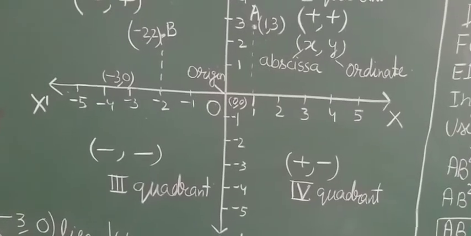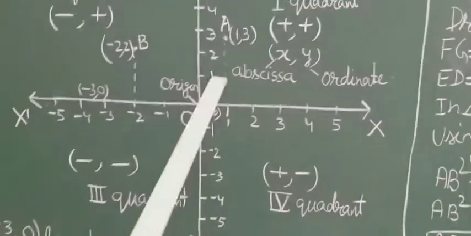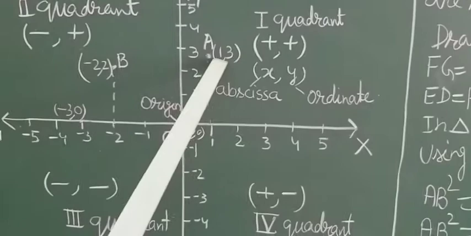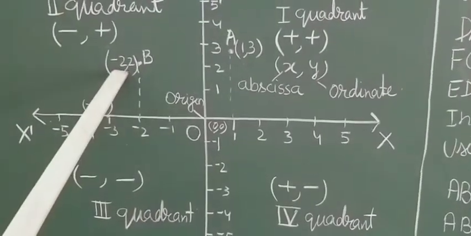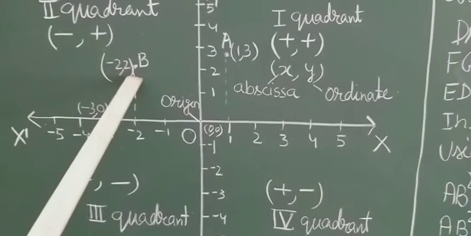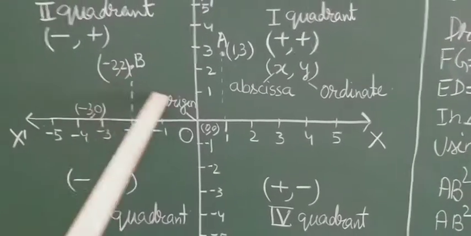Okay students, you can see this point 1 comma 3, both are positive, it lies in the first quadrant. Minus 2 comma 2, x is negative, y is positive, so it lies in the second quadrant.